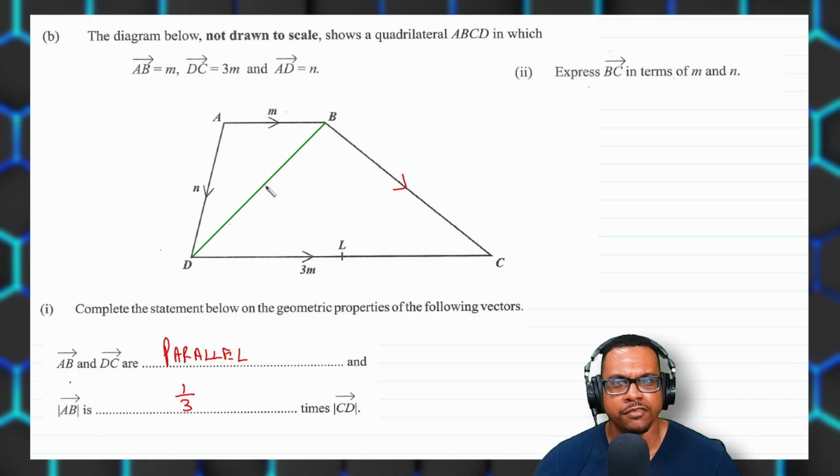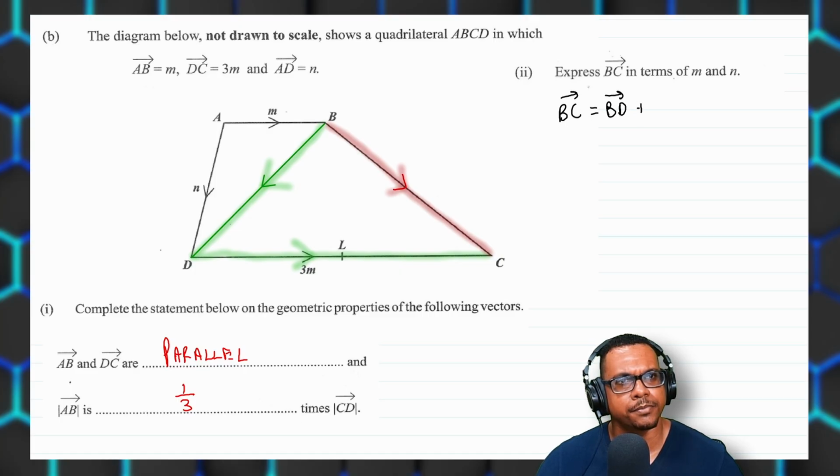Now, if this is my resultant vector, I want the tail of this resultant to touch the tail of this vector. So I want this vector to go like this. All right, so BC would be BD plus DC. So I'll write that BC will be equal to BD plus DC. Now I have DC, but I don't have BD. That is the one in green here. So I'll have to find this vector.